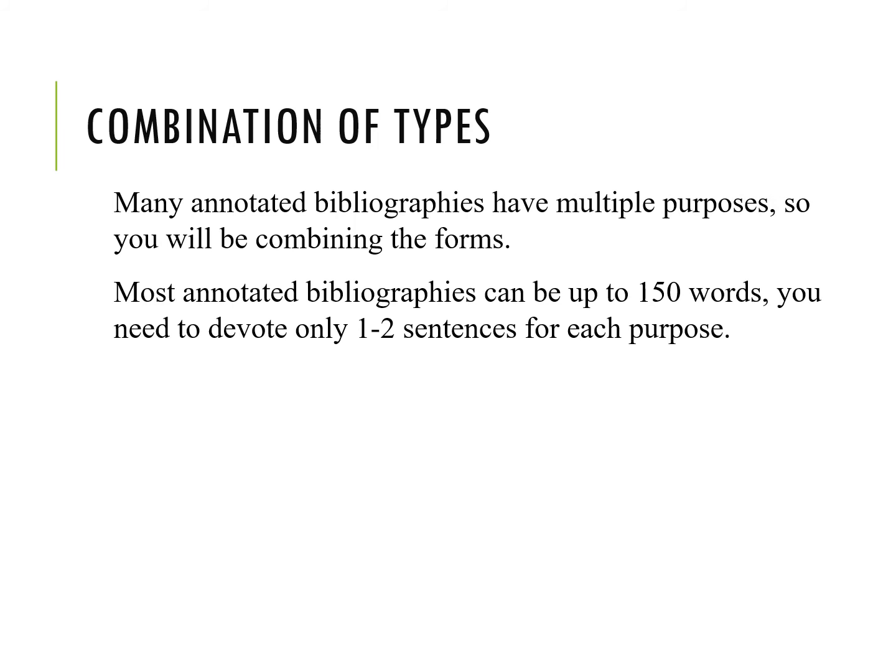Combination of types. This is a hybrid bibliography. Many annotated bibliographies have multiple purposes, so you'll be combining the forms. Most bibliographies, I would say, are a hybrid. So it's about 150 words for the hybrid, and again, it's one or two paragraphs. So the first paragraph would be talking about what the source is about, what was included in the source. Second paragraph would be evaluating it.